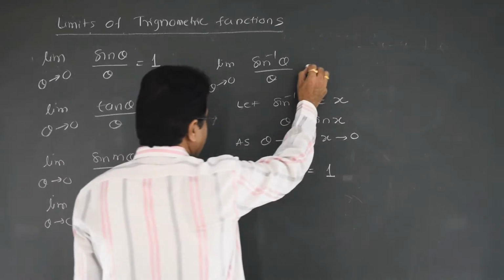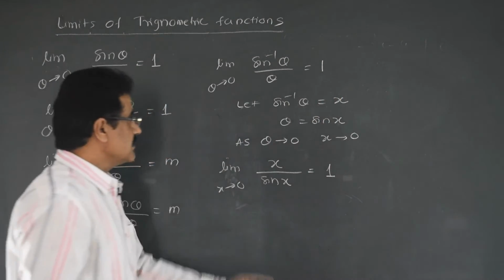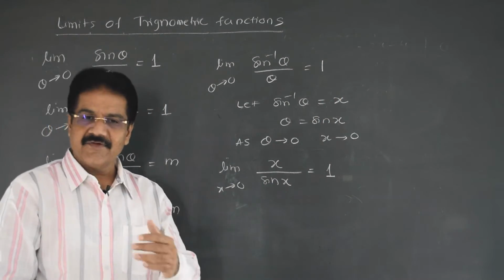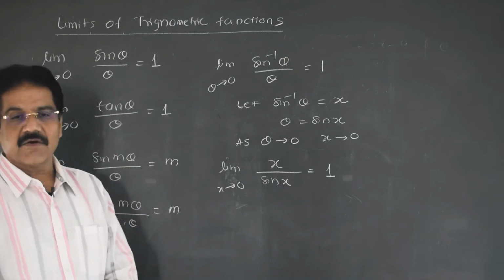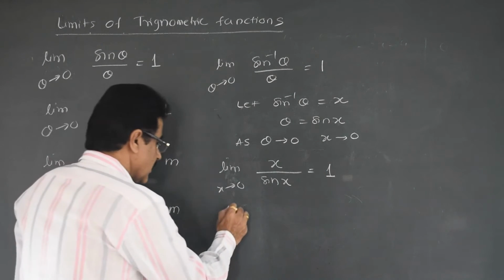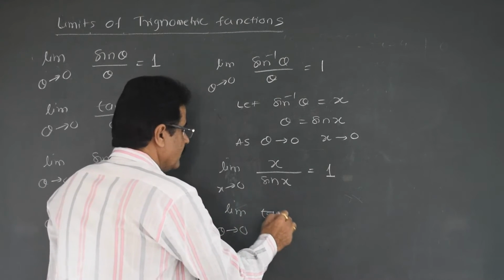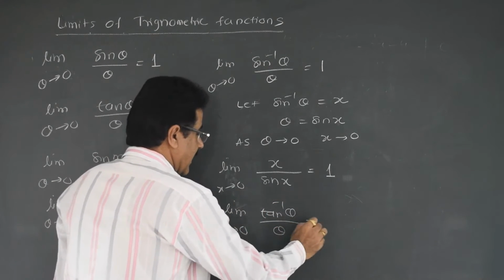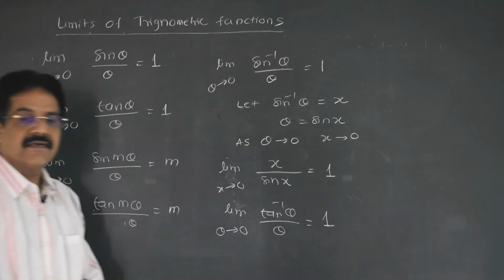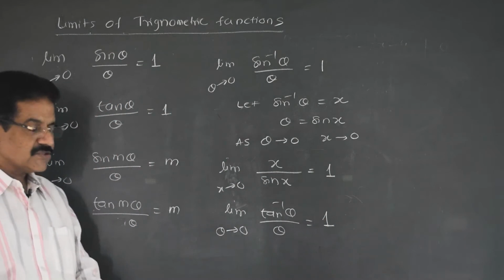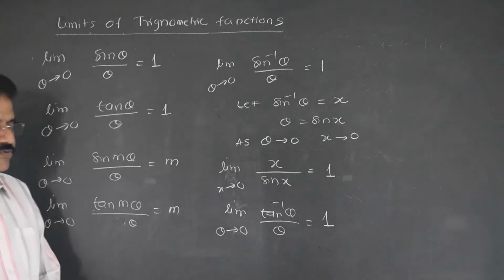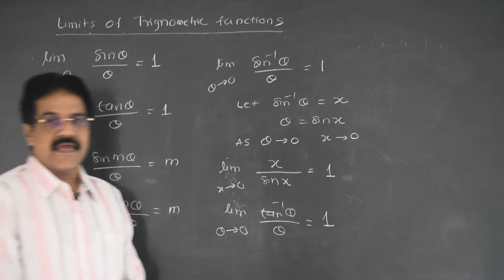So we can remember this formula also, that is limits theta tends to 0, sine inverse of theta upon theta is equal to 1. And you can also use this formula, limits as theta tends to 0, tan inverse of theta upon theta directly can be written as 1. So these are the shortcut formulas that you can use while solving the examples.